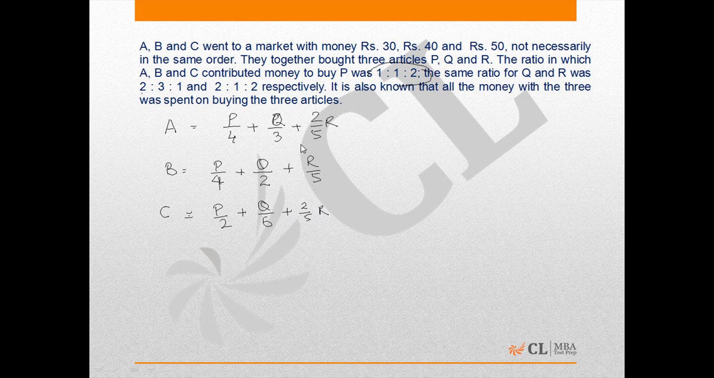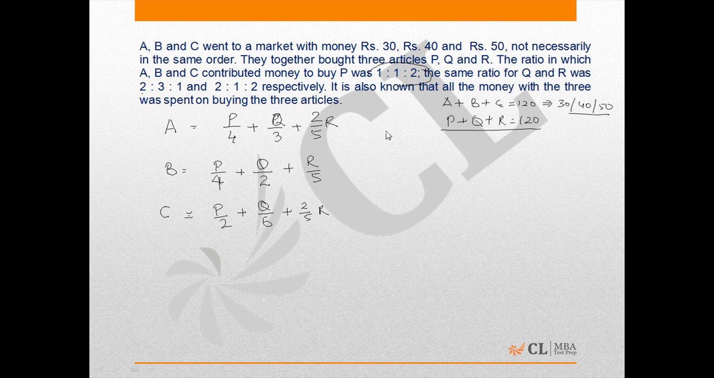So now let's try to solve these three equations one after the other, but we need to remember that in any case A plus B plus C will be 120 and P plus Q plus R is again 120. Apart from that, the value A, B, C can carry is 30, 40 or 50. So we need to look for the cases in that. Now let's try to solve these equations.